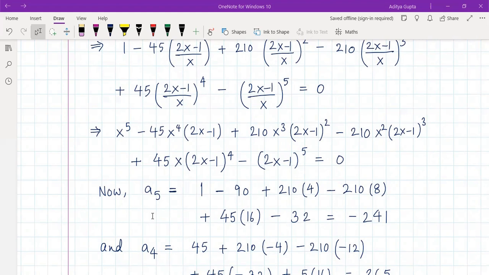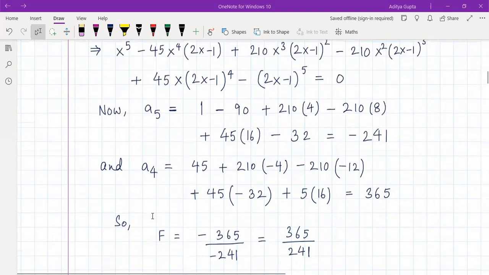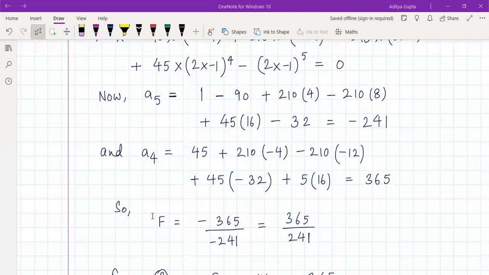Then A4 we are finding. So A4 means the coefficient of x power 4. Obviously, in x power 5 term, it is 0. Then in the next term, it is minus 45 into 1 into minus 1 actually, right? Then only x power 4 will be generated, right? So similarly, we have kept going and simplified it for all the terms and found it to be 365. And that is all that we need. We don't need to find other coefficients, right?